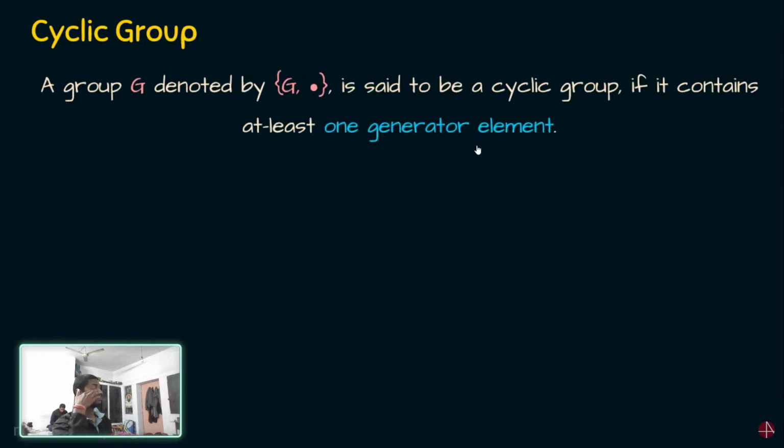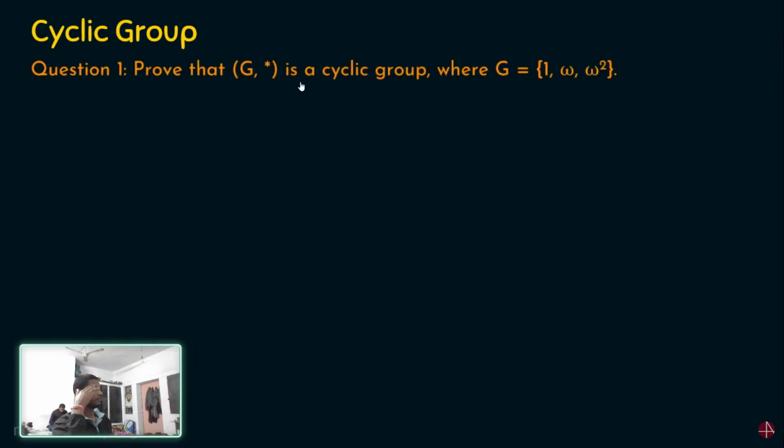Let's step into some examples. Question number 1: Prove that G comma star is a cyclic group where G is equal to {1, omega, omega square}. So we are required to prove G comma star is a cyclic group where this group contains 3 elements: 1, omega and omega square.